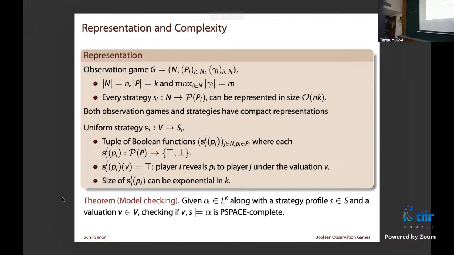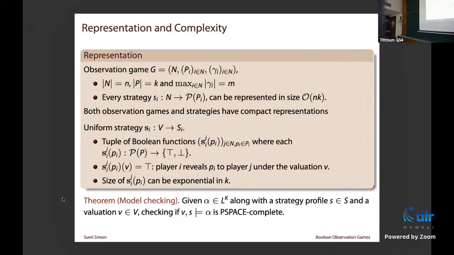So the first statement is that if you're looking at this epistemic language and you want to do this check, this is called the model checking problem. Given a valuation and the strategy profile, I want to check whether the formula holds. This is the full language with the knowledge operator K, and checking this is PSPACE-complete.